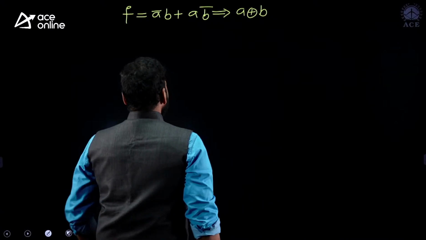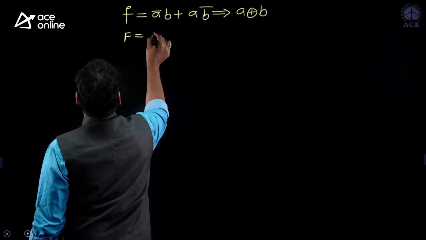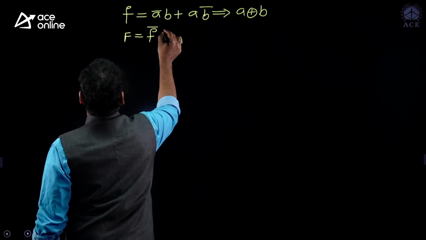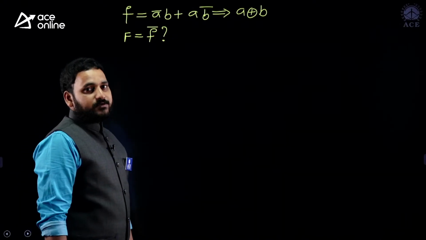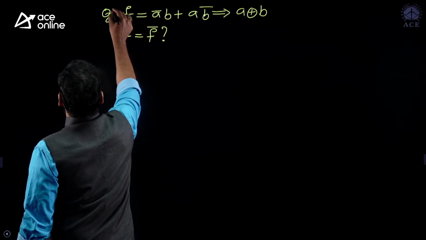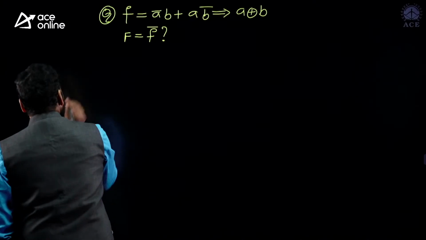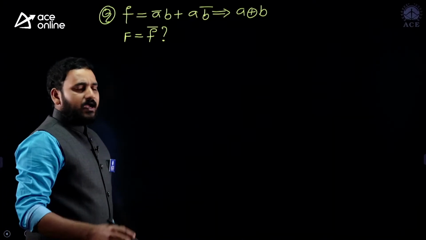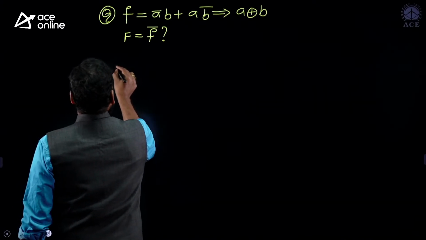And the question is, if F is equal to F complement, find its value. We can do it in two different ways. We can directly write the complement, or otherwise we can take the whole bar and go through De Morgan's theorem.